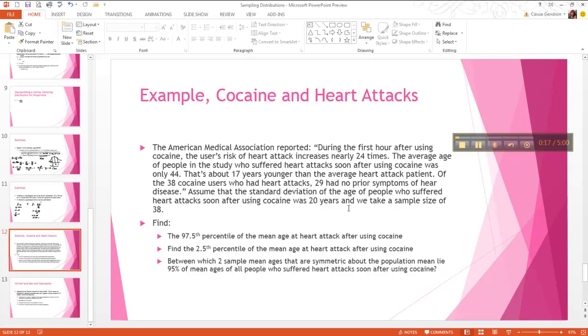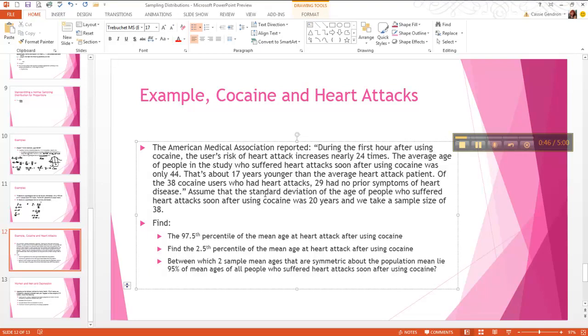100. Okay? The American Medical Association reported during the first hour after using cocaine, the user's risk of a heart attack increases nearly 24 times. The average age of people in the study who suffered heart attacks soon after using cocaine was only 44. That's about 17 years younger than the average heart attack patient. Of the 38 cocaine users who had heart attacks, 29 had no prior symptoms of heart disease. Assume that the standard deviation of the age of people who suffered heart attacks soon after using cocaine was 20 years, while we take a sample size of 38.